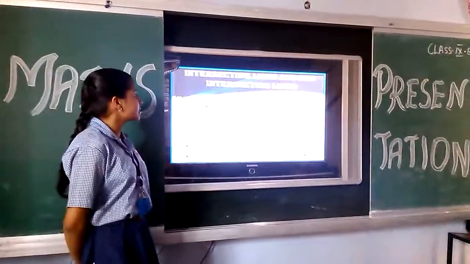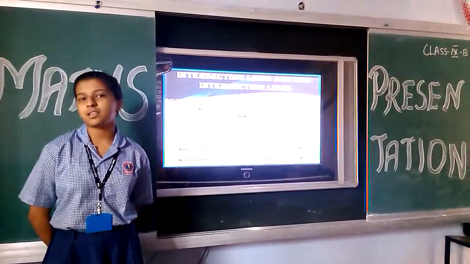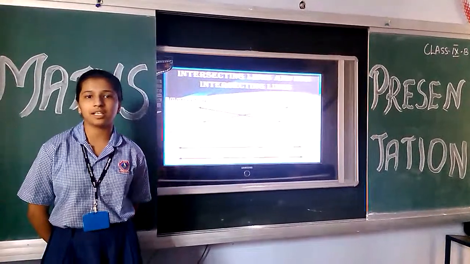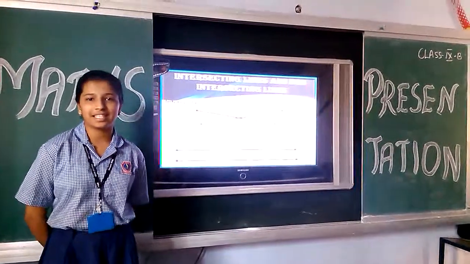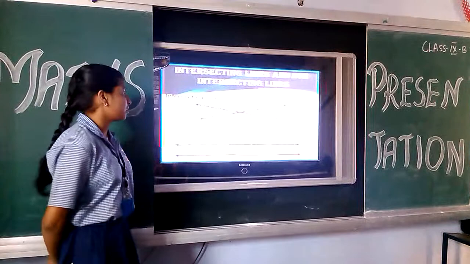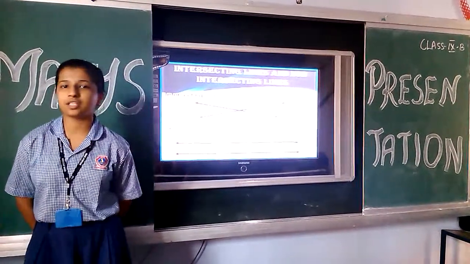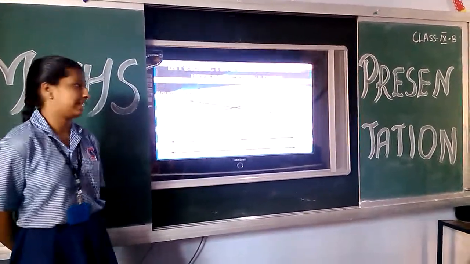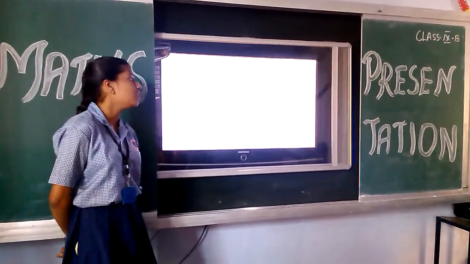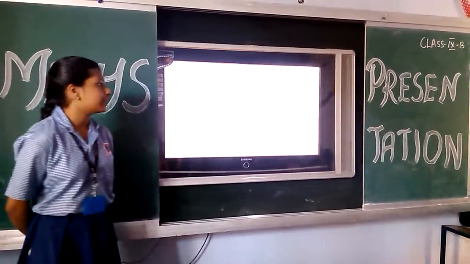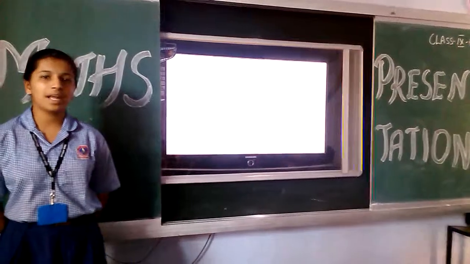Next is intersecting lines and non-intersecting lines. Intersecting lines: lines that cross each other are known as intersecting lines, and non-intersecting lines: lines that do not cross each other are known as non-intersecting lines. Next are parallel lines. Lines that do not intersect each other are known as parallel lines.